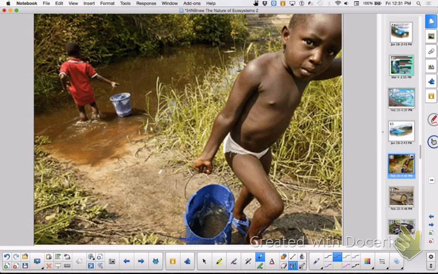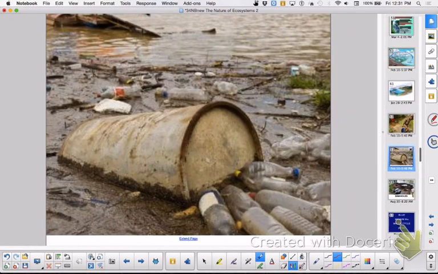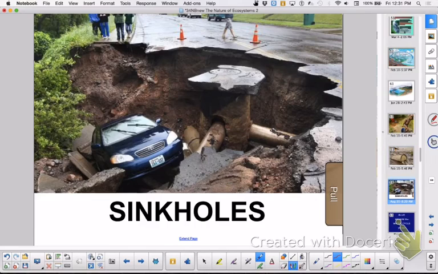Pollute it. Yeah, we pollute it. Or what is it when you have a whole bunch of dirt that's missing and there's a big dip in the road? Sinkholes. Good. All right, we're good on that.